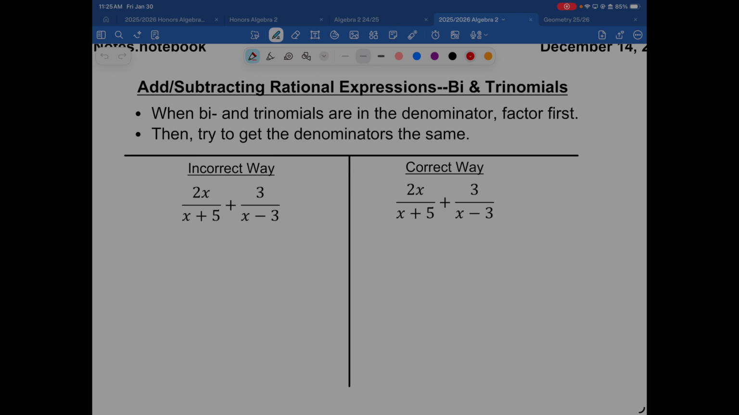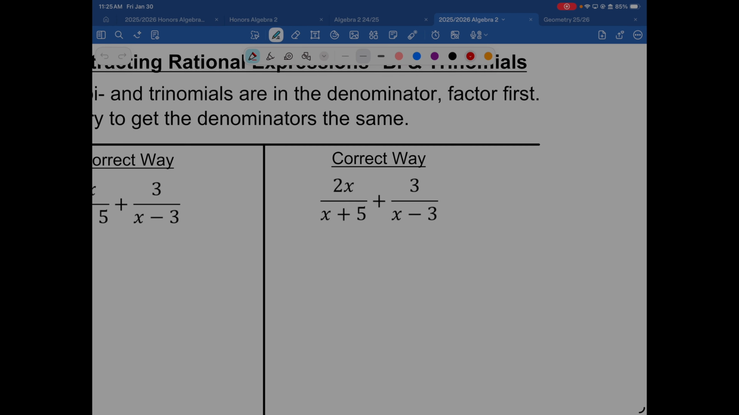Now, this says an incorrect way and a correct way. I have no real reason why I would ever want to show you an incorrect way to do this, because it would just confuse you. We're just going to do it the correct way.